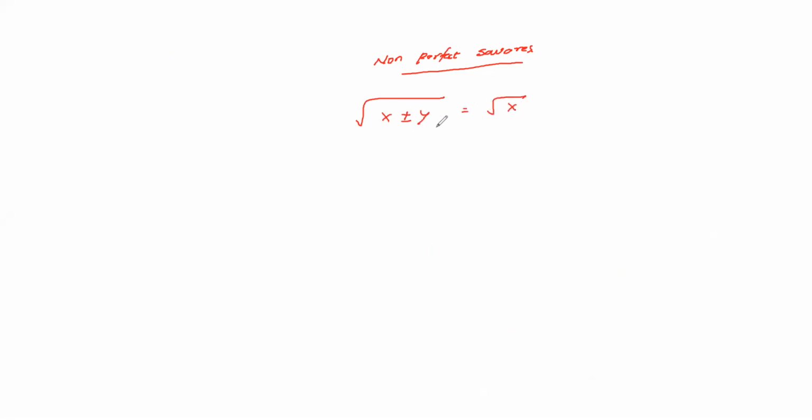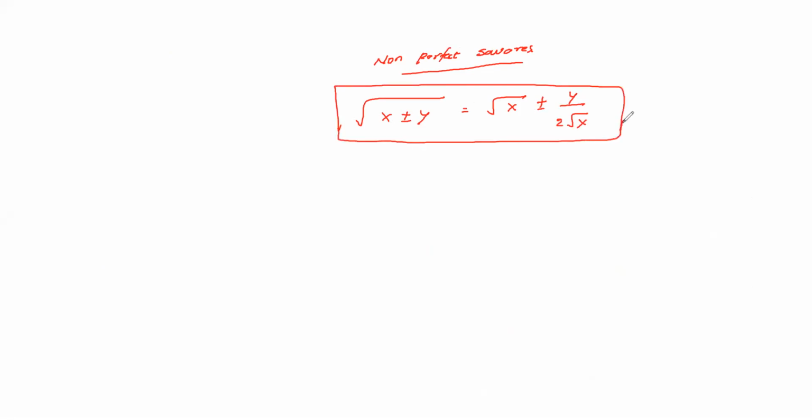So square root of x plus or minus y is equal to root x plus or minus y by 2 root x. Okay, remember this relation. Square root of x plus or minus y is equal to root x plus or minus y by 2 root x. Let's see some small examples. When we discuss small examples, it is a bit easier for us, because we can look at the numbers we use regularly.